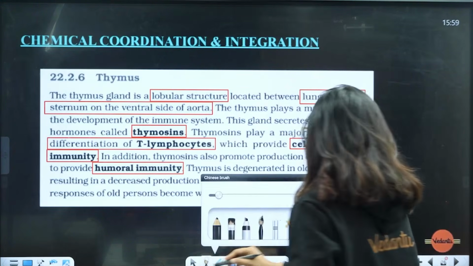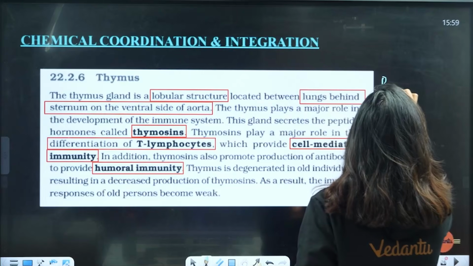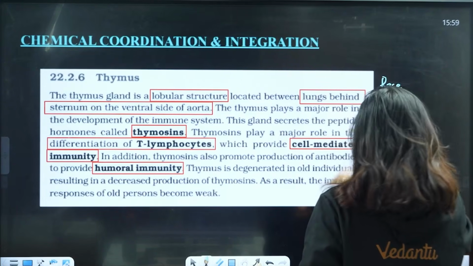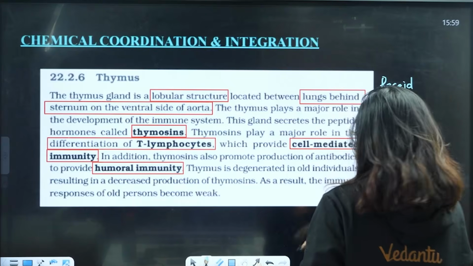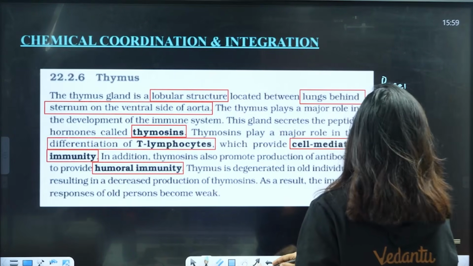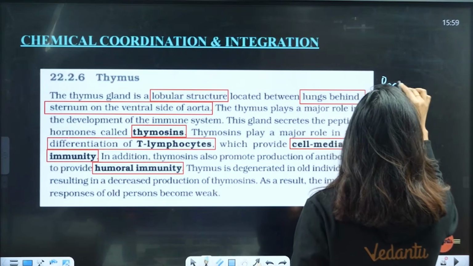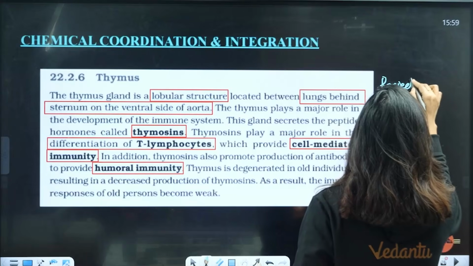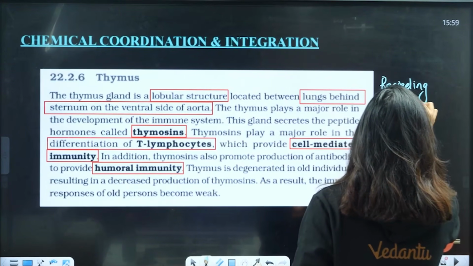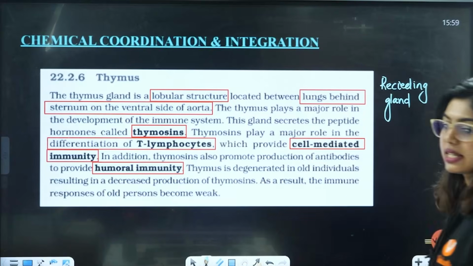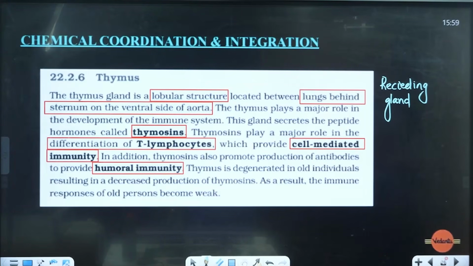Students, this is a receding gland. It's a receding gland. That means it will decrease its size. So receding gland means it will decrease its size.